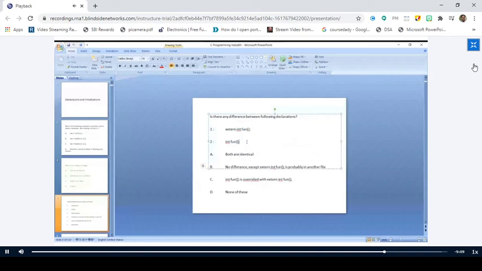Now, can you see the screen? Is there any difference between the following declarations? These two. Yes, sir. 1 and 2 are the two declarations that he has given, and he is asking us whether both are identical or there is no difference. Can anybody tell me what is the correct answer for this one?